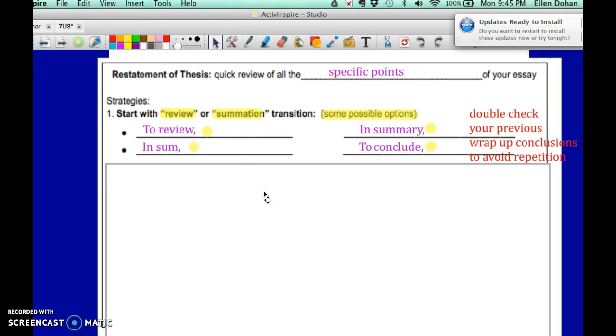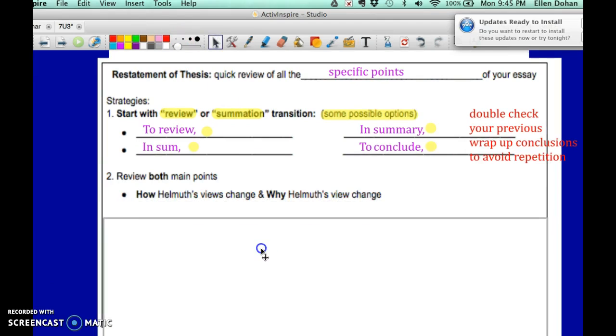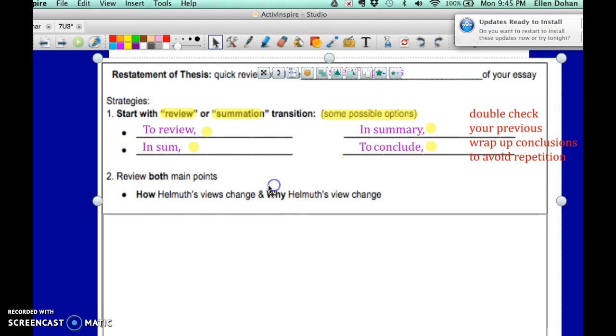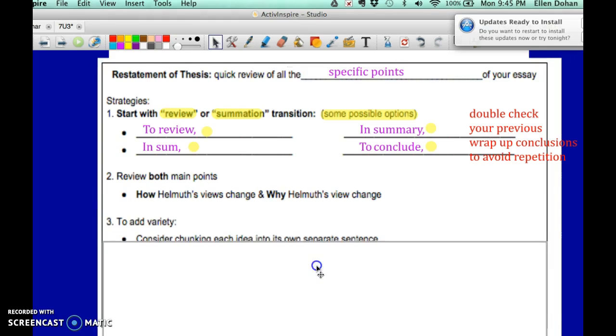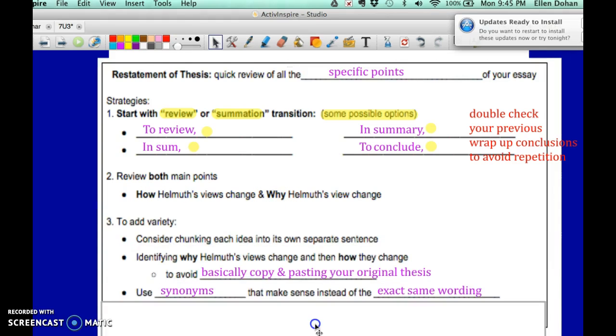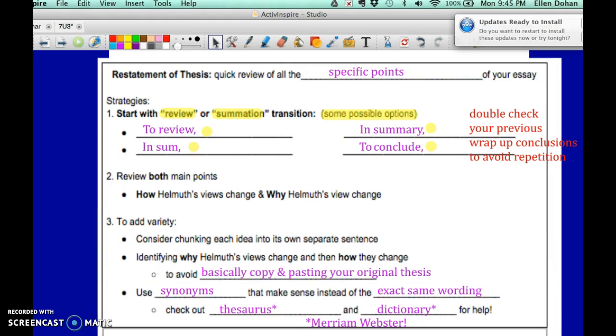Okay. Then again, we want to review both the main points, and those 2 points would again be how Helmut's view changed and why his view changed. But to make sure that we're adding variety, we have some strategies. First, you can consider chunking each idea in its own separate sentence, just to again dedicate and make sure that you are reviewing both points.